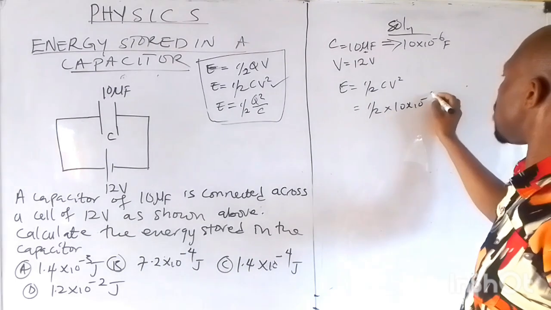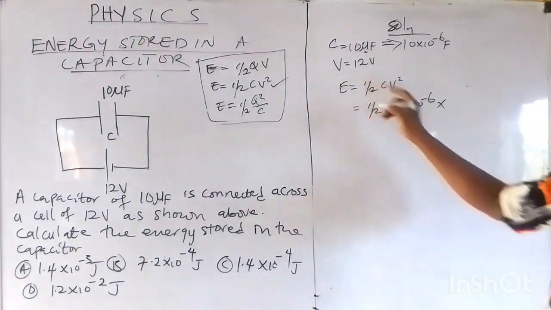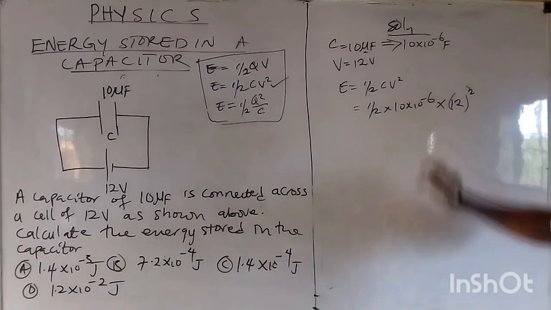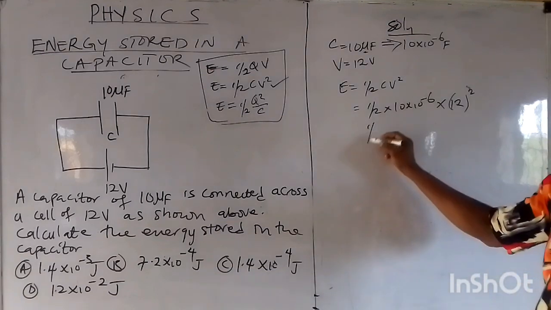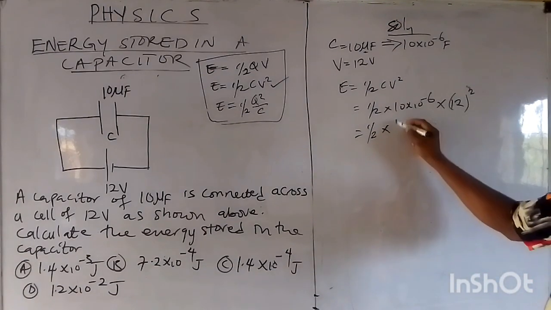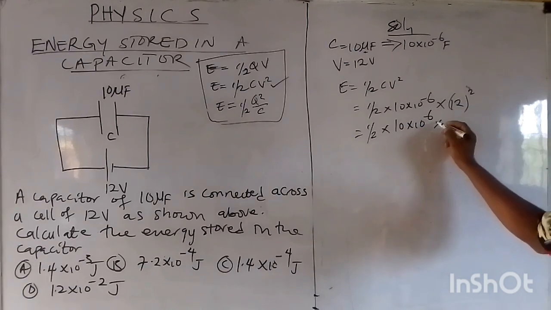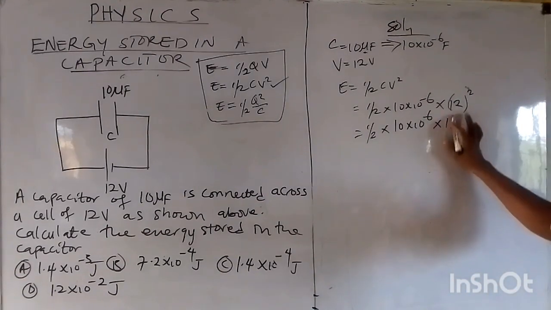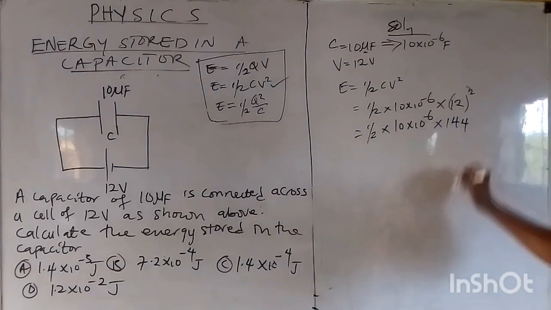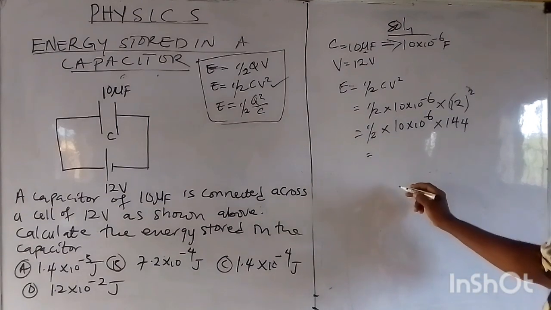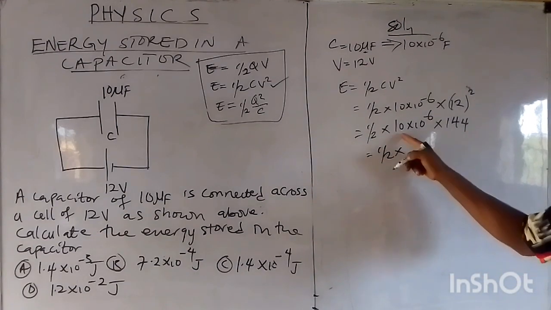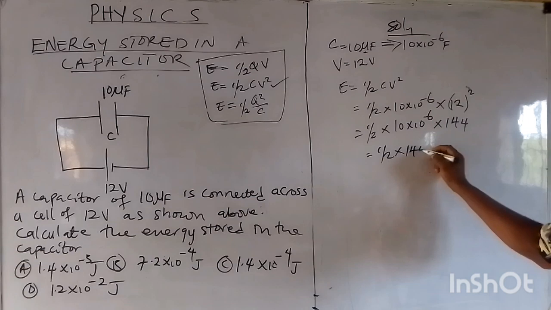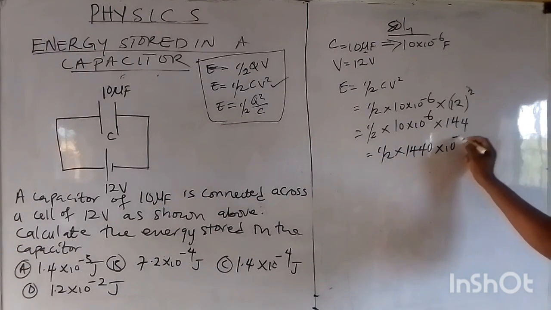10 times 10 to the power minus 6 times V. V is 12. Remember, V is squared. We put our square there. Half times 10 times 10 to the power minus 6 times square of 12. 12 times 12 is 144. We have 144 here, which will give us half times 10. 10 times 144 will give us 1440 times 10 to the power minus 6.